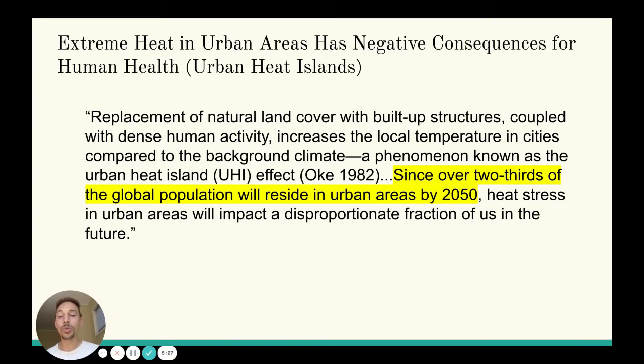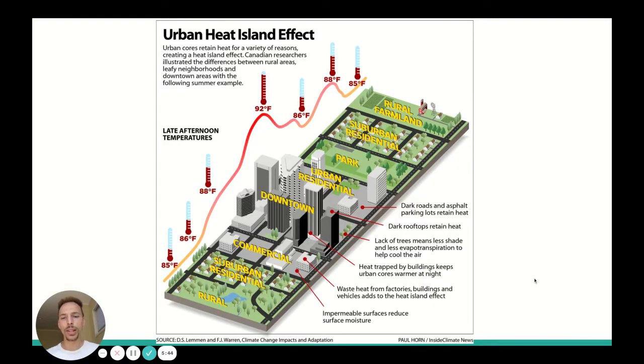And since over two thirds of the global population will reside in urban areas by 2050, heat stress and its impacts will be a really important thing to study, and will impact a disproportionate fraction of us in the future. This is from Canadian researchers, a visual of what this looks like. You can see the residential downtown area is significantly warmer, while rural farmland and rural areas are cooler, because of dark roads, asphalt, and dark rooftops, which retain heat, lack of trees, meaning less shade, and heat trapped in buildings.